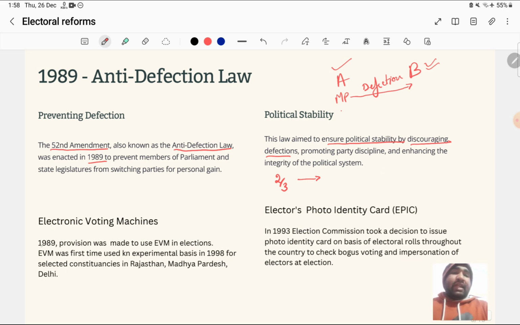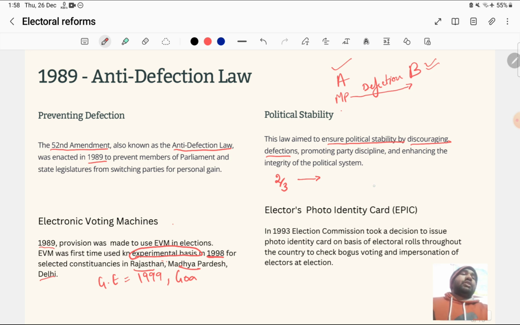Then in 1989, Election Commission made provision for EVMs, but the first use of such EVMs was in 1998, in Rajasthan, Madhya Pradesh and Delhi on an experimental basis. And if we come to a general election, the first time the EVM was used was in 1999 in Goa.